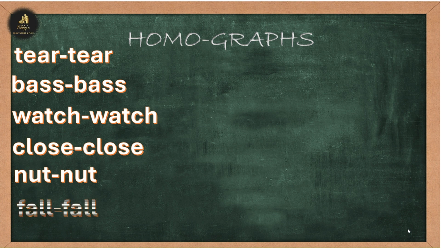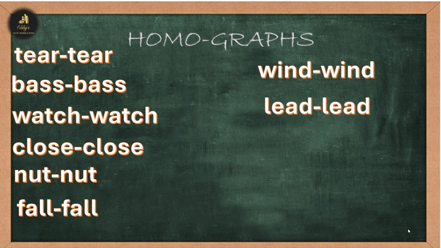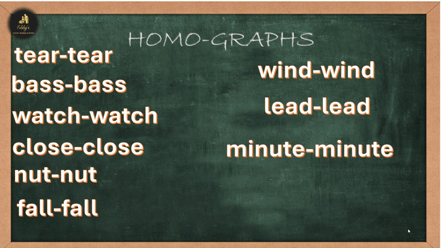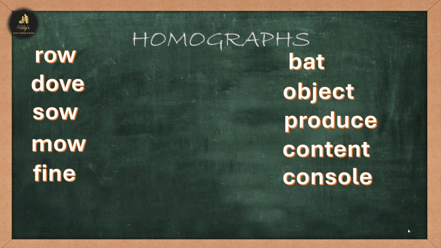Fall as in someone falls down and fall as in the American term for autumn. Wind as in the wind on your face and winding a toy. Lead as in the leading something and the other one being a metal, lead. Minute as in small and minute as in time. Bow as in the tie and bowing to something or someone as respect. We have included some more homographs on the next page. Put on your thinking cap and try figuring out the other words which might pair up with these to make homographs.